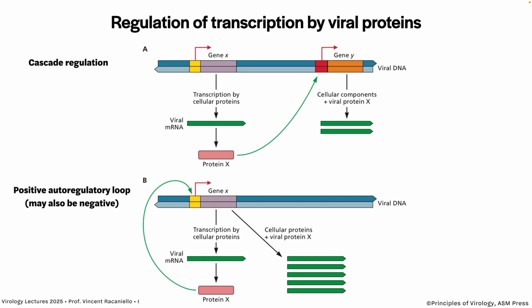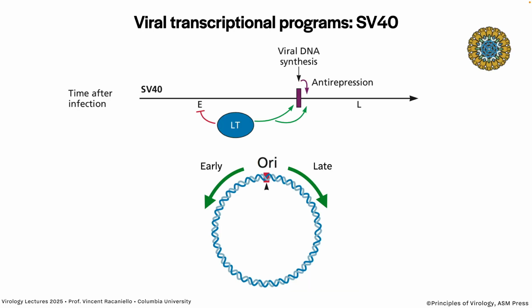This can also be negative autoregulatory. It can be that you make gene X initially, and then after a certain amount, it shuts itself off because you don't need it anymore. So it could be positive or negative autoregulatory loops. So let's look at a couple of examples of this.